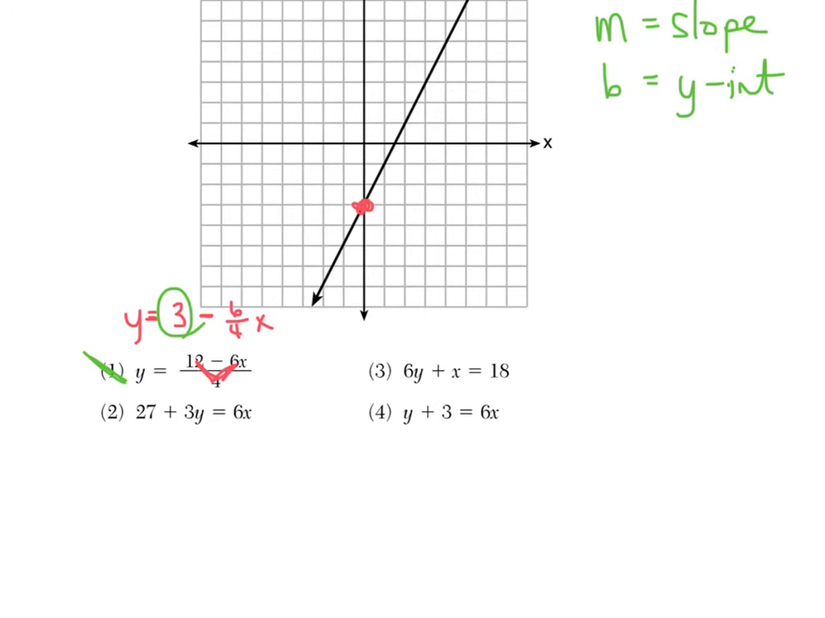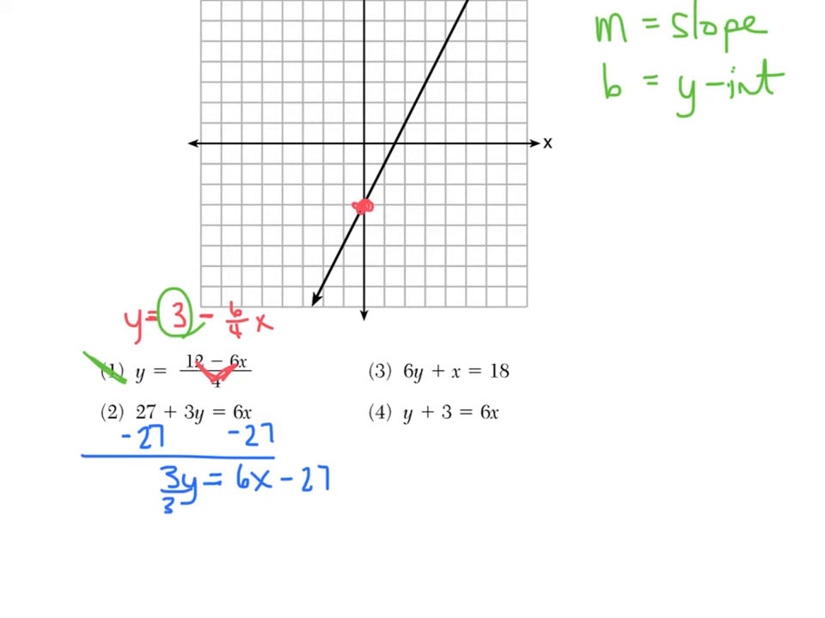Okay, so I just scooched it up a little bit so I could get this in y equals form. All right, so this is good practice. 27 plus 3y is equal to 6x. I want to get my y term by itself. So that means I need to move anything that's with it onto the other side. So I'm going to subtract 27, which is 3y equals 6x minus 27.